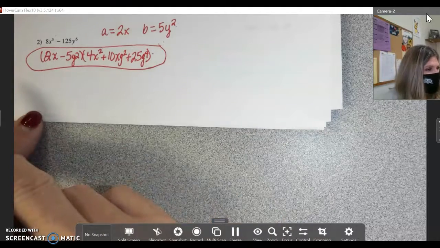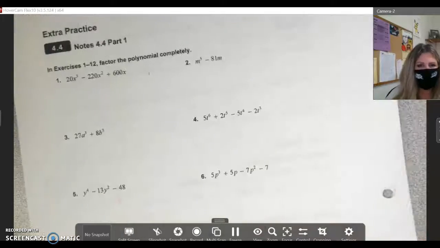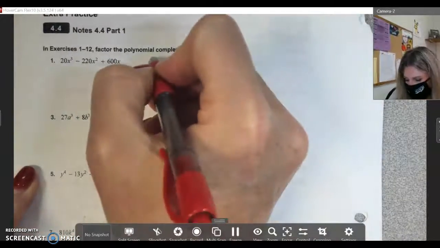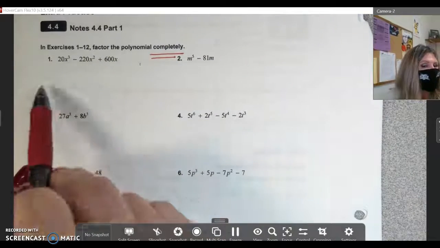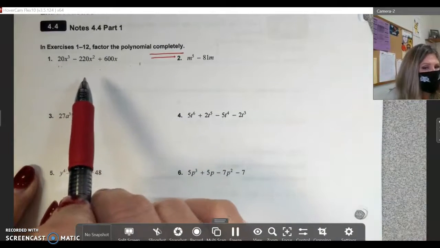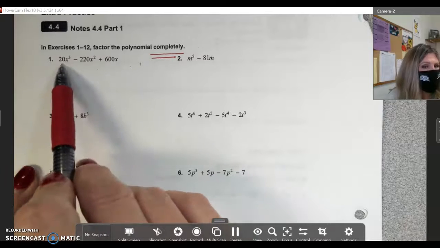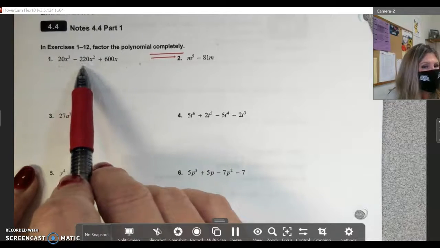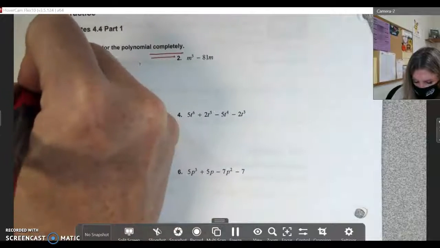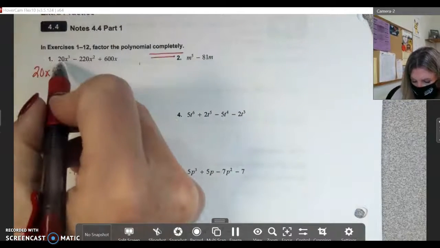How many people got it? Awesome. All right, let's go on and practice a few more. We will not be doing all of these, but we are going to do a few. And the reason why is because of this word completely. Yesterday, what did we talk about that we should always look for first? GCF. What's the GCF for 20, 220, 600, and everything else? 20x. So I factor out a 20x.